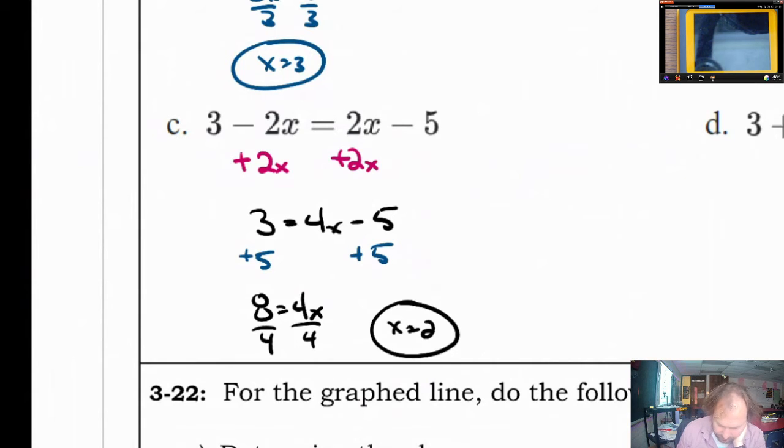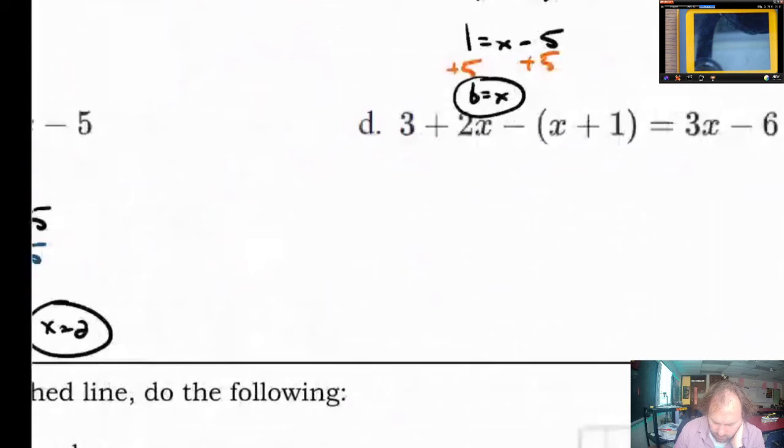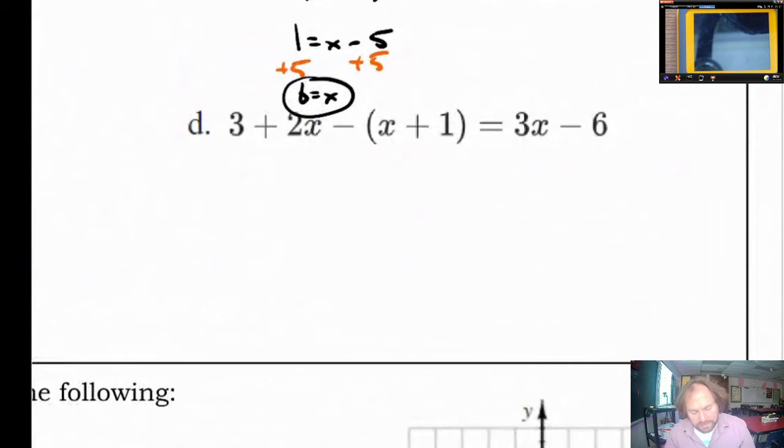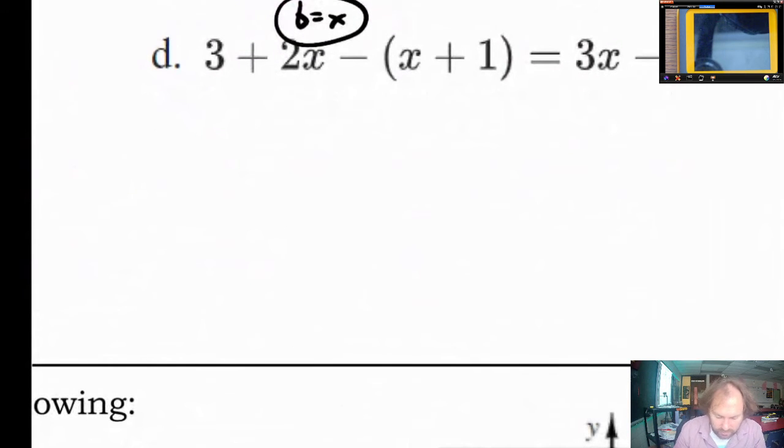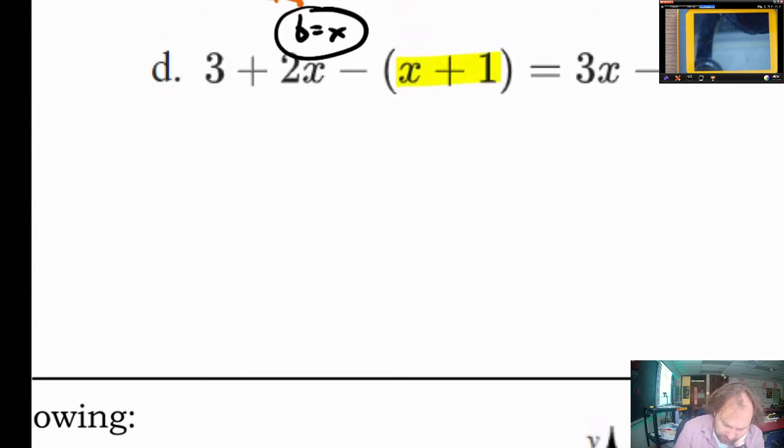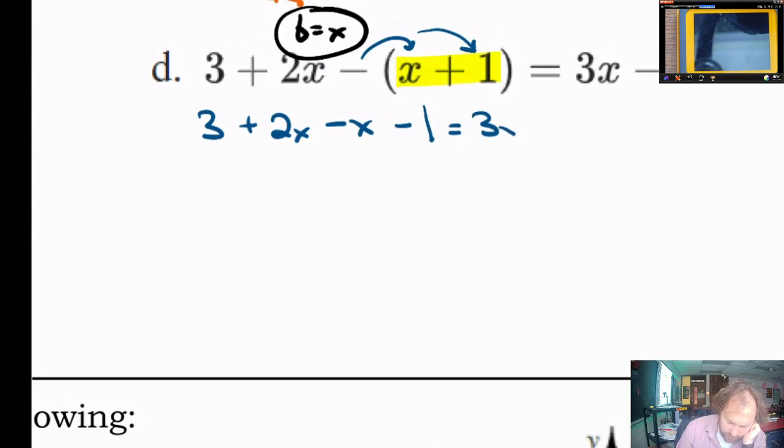for the answer. And then on question D, there's a lot of stuff happening here, but let's just kind of think about it carefully and slowly. Probably the most difficult thing is this minus x plus 1. What you have to remember is that you're going to subtract the x and also subtract the 1. So we're going to have 3 plus 2x minus x minus 1, which equals 3x minus 6.